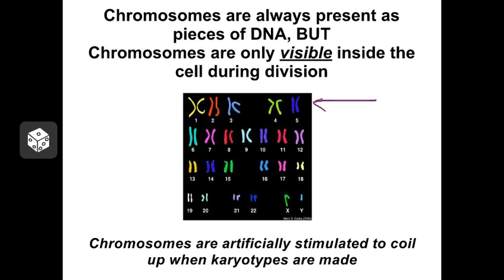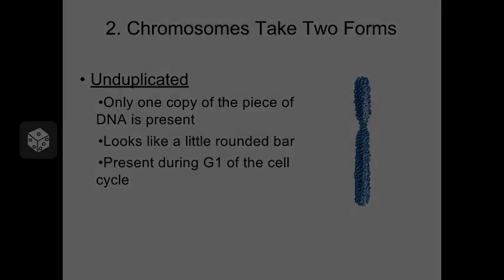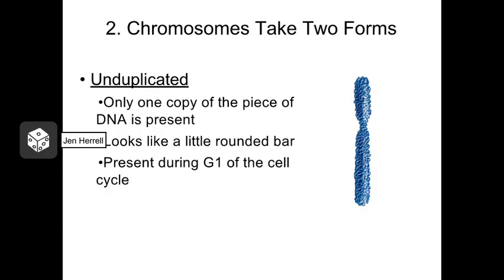And you'll notice that each of these chromosomes doesn't really have that X shape. They're shaped kind of like bars, and we'll talk about why that is in a second. But these have been made to artificially coil up, so they're visible as well. Visible chromosomes can only be seen during cell division inside a living cell.